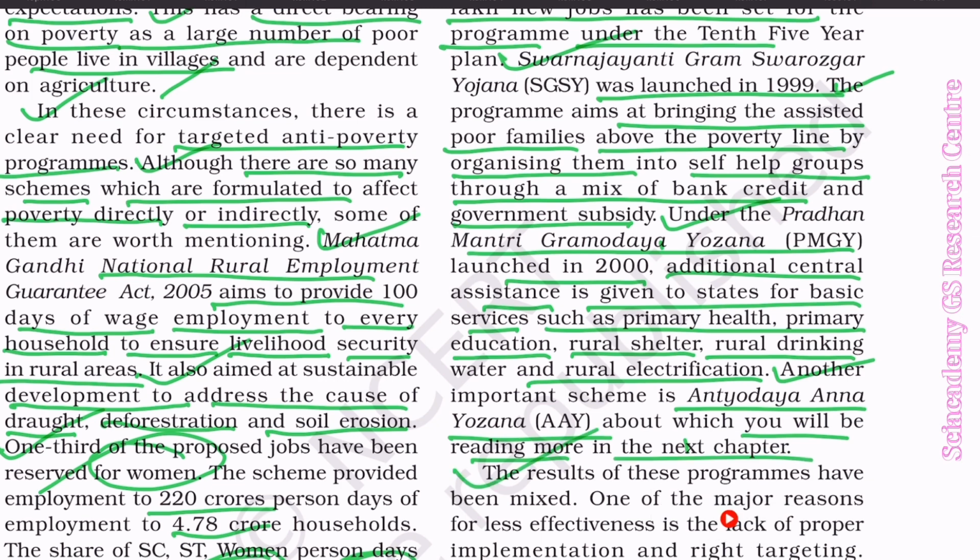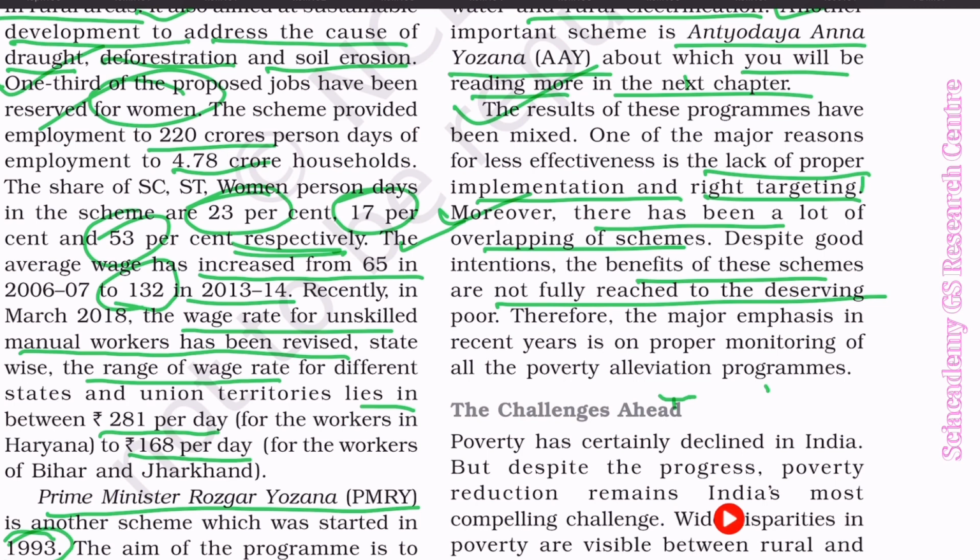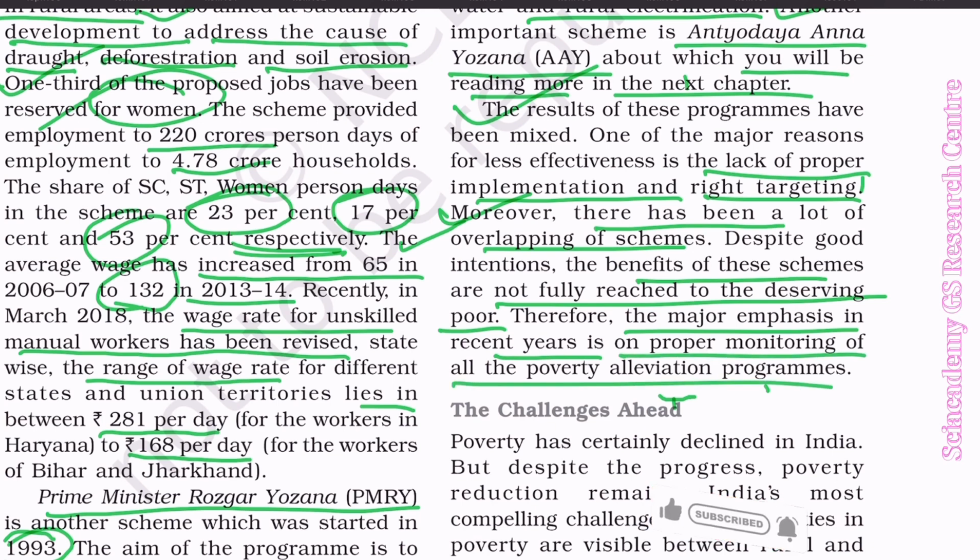The results of these programs have been mixed. One of the major reasons for less effectiveness is the lack of proper implementation and right targeting. Moreover, there has been a lot of overlapping of schemes. Despite good intentions, the benefits of these schemes have not fully reached the deserving. Therefore, the major emphasis in recent years is on proper monitoring of all the poverty alleviation programs.